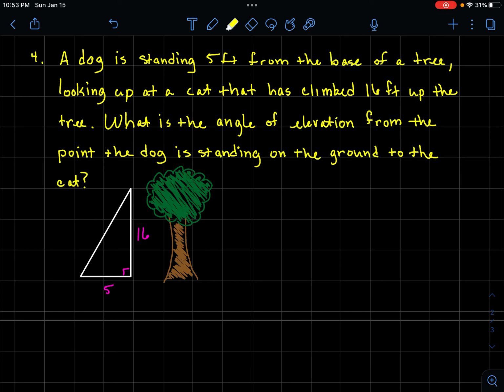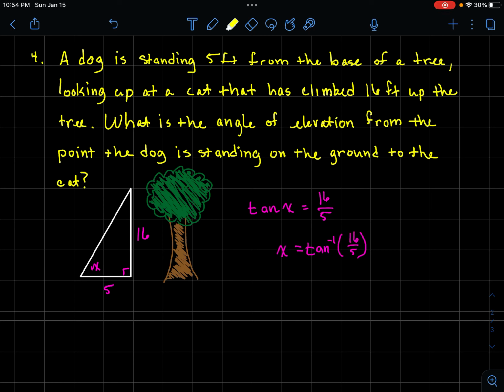We also know that this cat is 16 vertical feet up in the air. What we don't know is that angle, the angle of elevation. But we can use those inverse trig functions to solve for this variable. And we also know that here's my angle. 16 is opposite. 5 is adjacent. So it looks like tangent is our trig ratio for this angle.